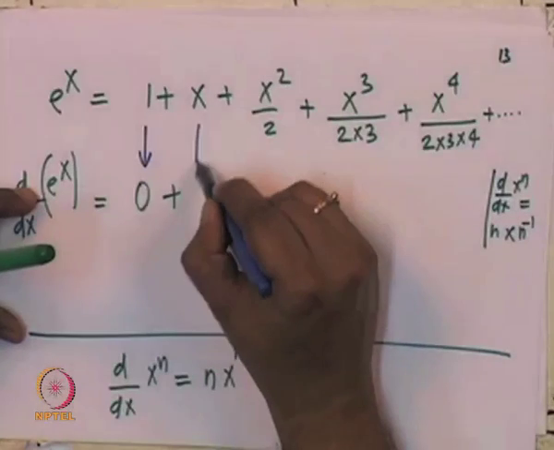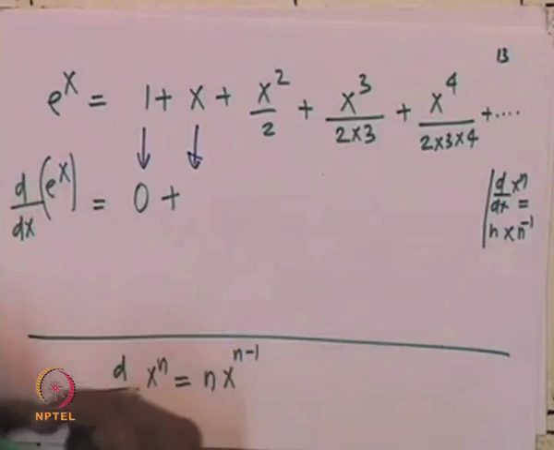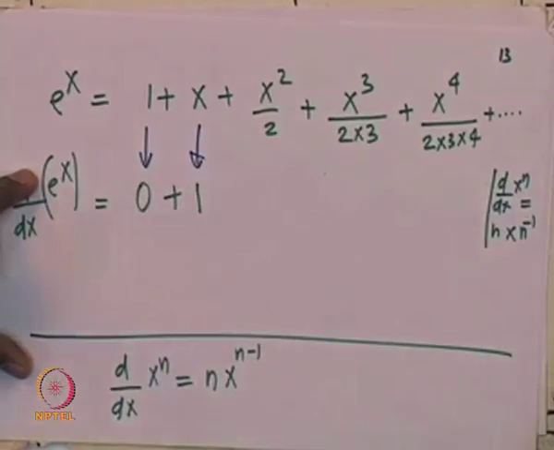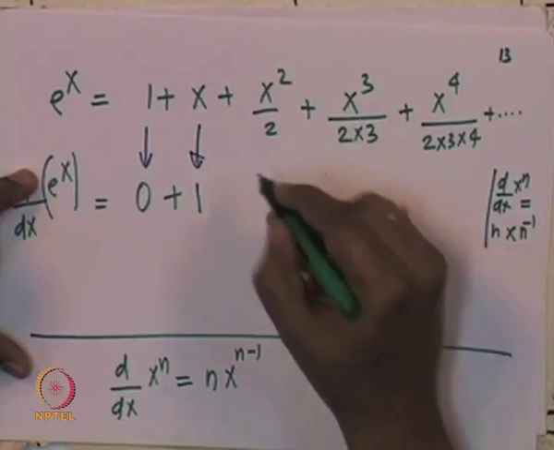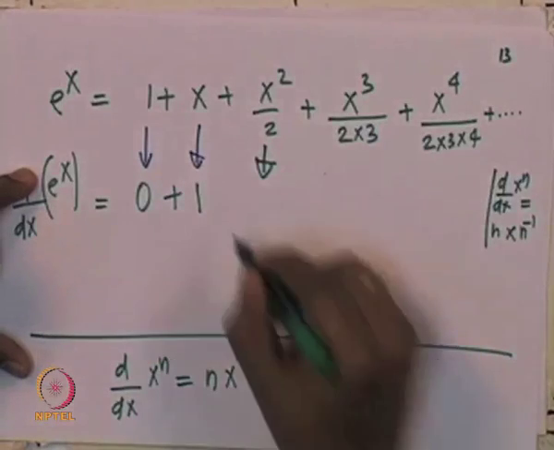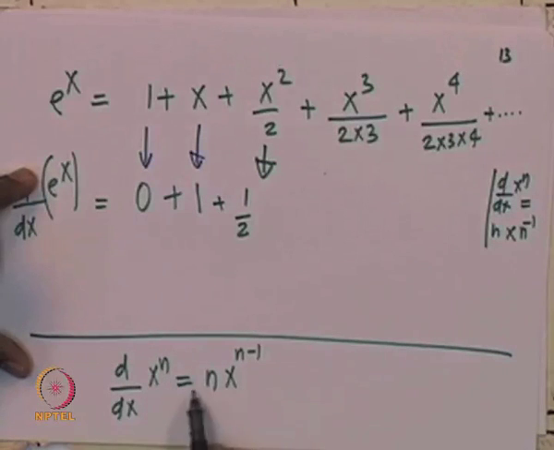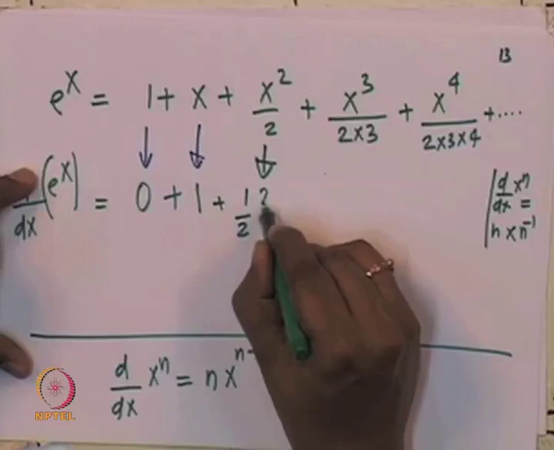Now the derivative of x. What is the derivative of x? x is nothing but x power n when n equals 1. When n equals 1, this is 1 times x power 1 minus 1, which is x power 0. So the derivative of x is nothing but just 1. Now what is the derivative of x square by 2? 1 by 2 is a constant, so we keep this constant as it is, 1 by 2. And the derivative of x square according to this rule is 2x.